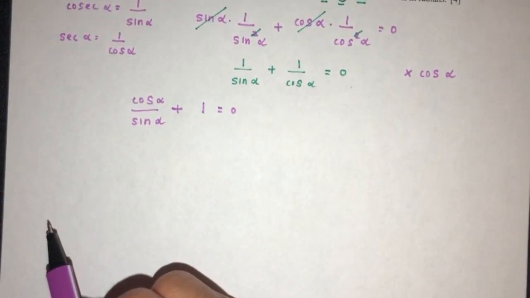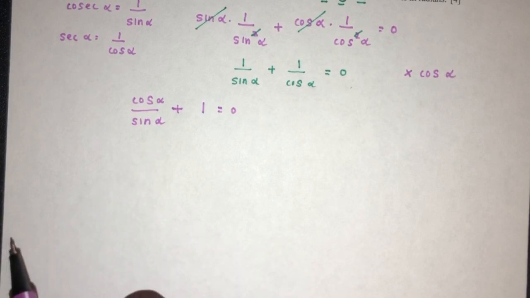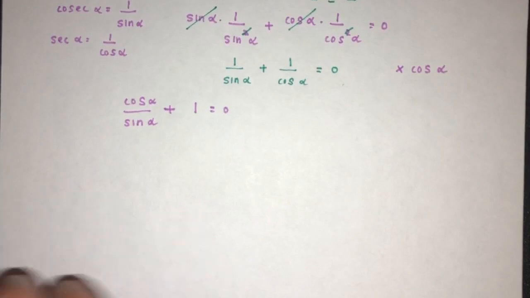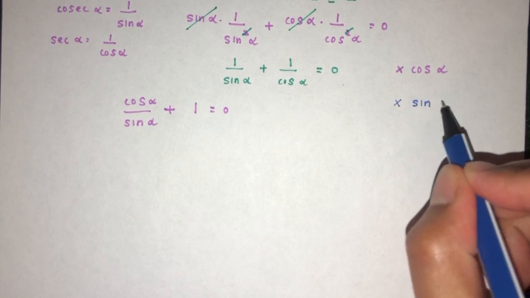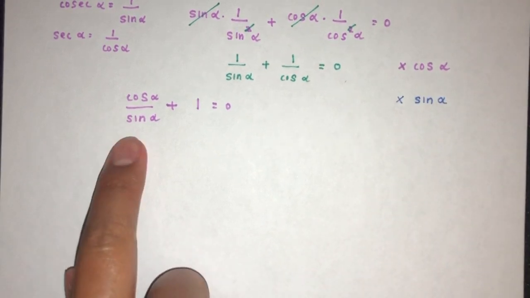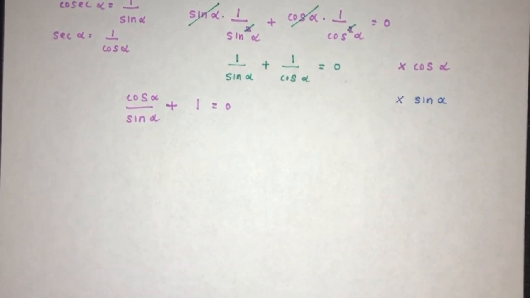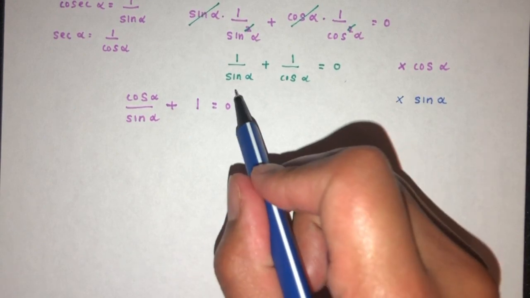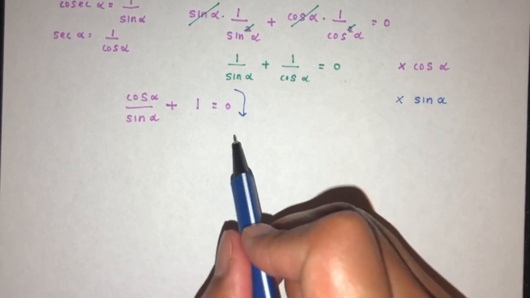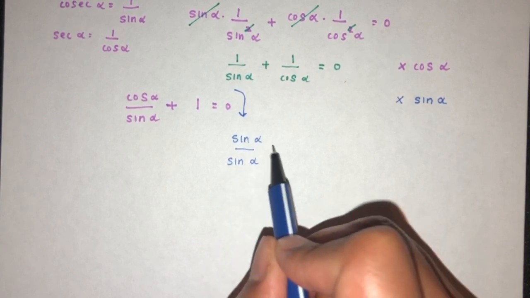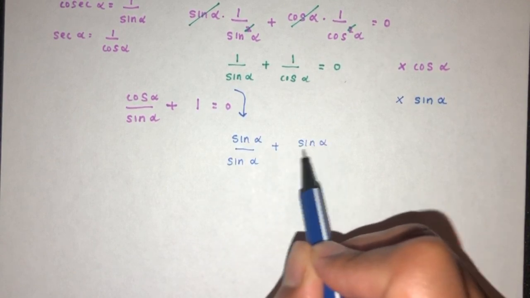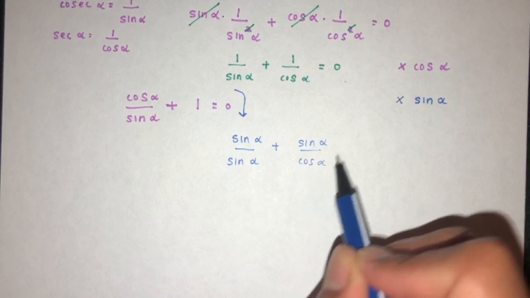It's okay, but it's not easier, so let me do something else. Instead of multiplying by cos, we can multiply by sine. It will be much easier. This is not bad either, but you would just take a few more steps. So let's continue with multiplying by sine. You will have sine alpha over sine alpha plus sine alpha over cos alpha.